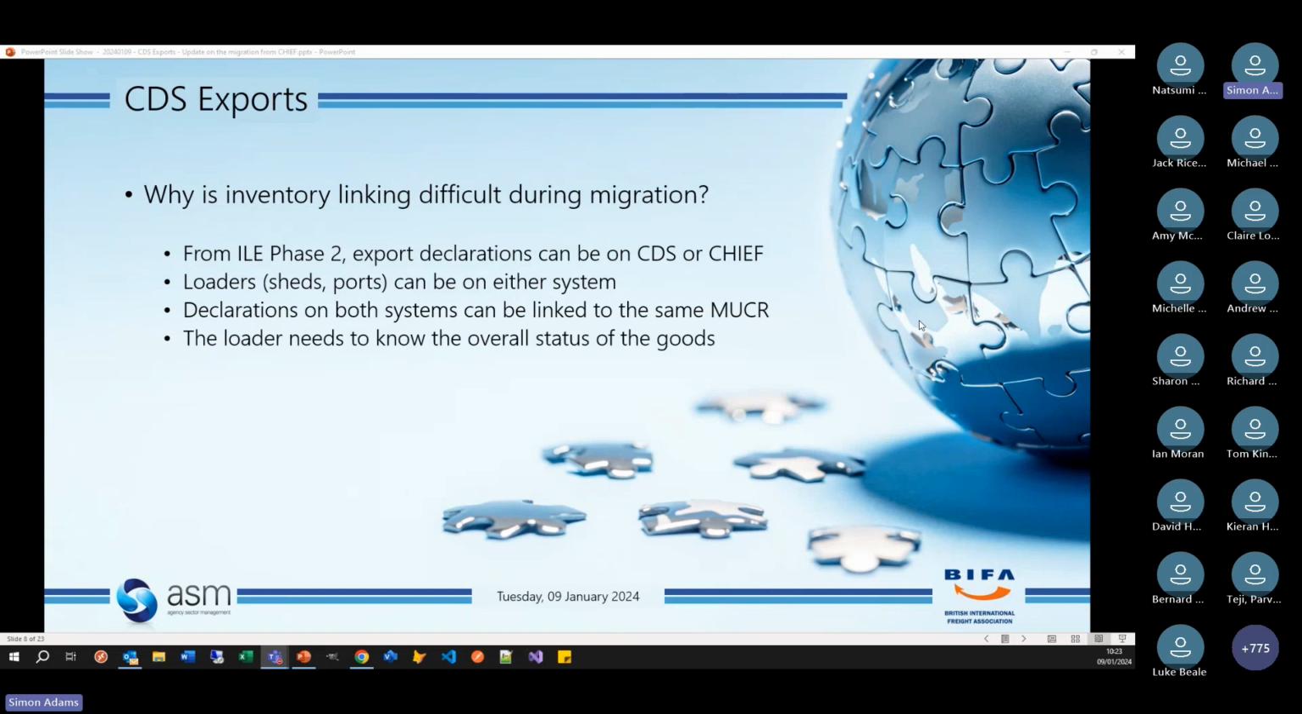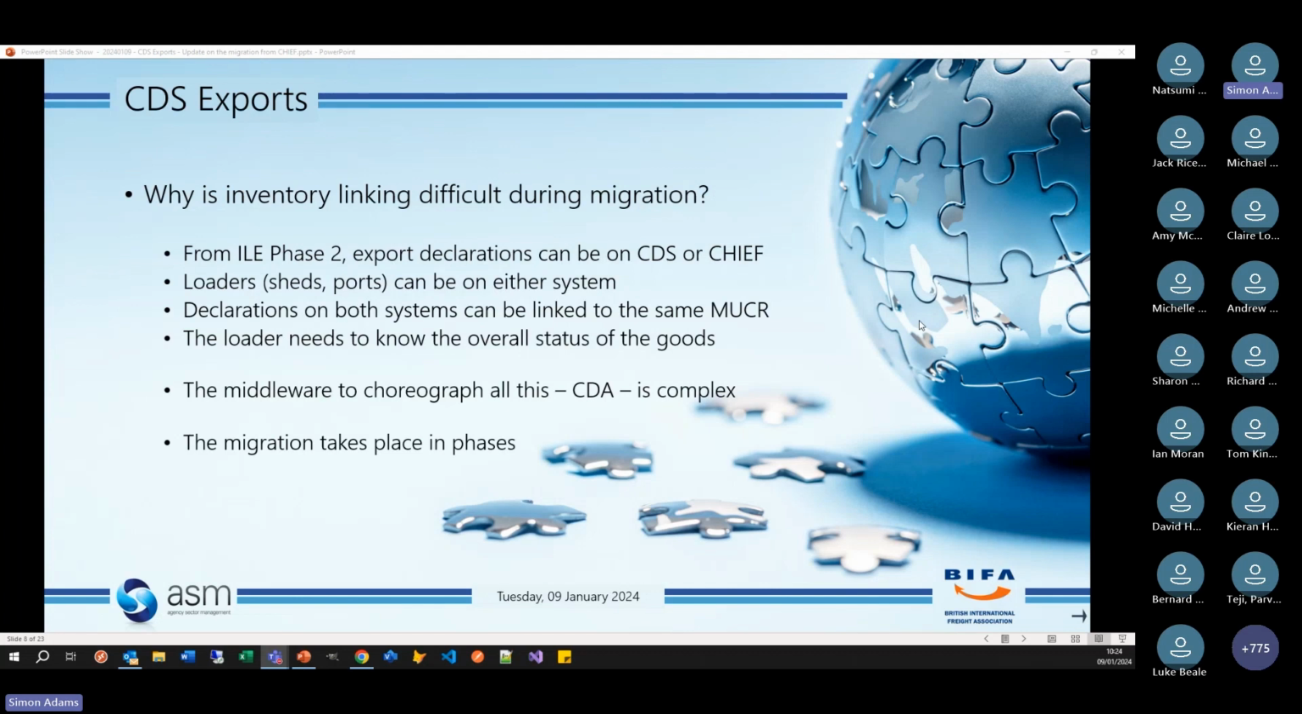But what is really necessary once the goods arrive at the frontier is that the loader, the shed or the port, needs to know the overall status of all of these goods, wherever they are, wherever they're declared, and however they're linked together. So the middleware that actually does all the choreography and controls all this stuff is called CDA. CDA stands for Chief DMS Aggregator for whatever reason, but CDA for short. It's a complex beast. It's a bit of middleware that customs have developed to try and tie all this stuff together.